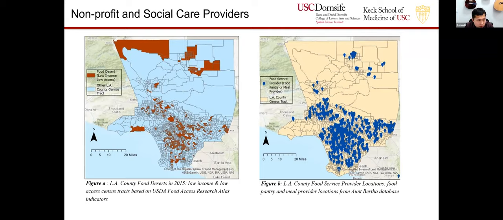For example, the USDA Food Access Research Atlas Indicators has some variables that can help us identify LA County food deserts. In the 2015 data, those food desert areas were identified by looking at low income and low access to food resources. Also, we have a collaboration with a company called Aunt Bertha, which shared with us a complete database of all the nonprofit and social care providers and their programs under COVID-19 last year in Los Angeles County, so that we can look at the coverage and spatial distribution of those social care programs and get a better understanding of the food insecurity of the whole area.